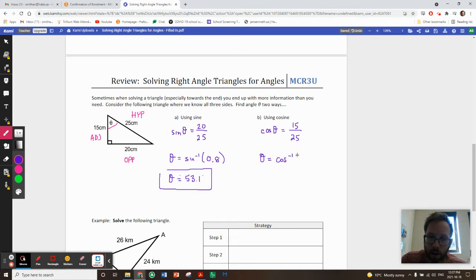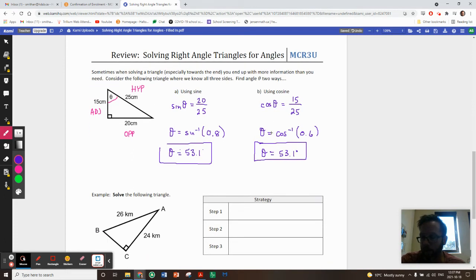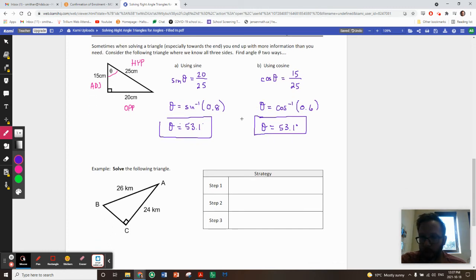And if you do cosine inverse of 15 over 25, which is exactly 0.6, you will see that you do get exactly 53.1. So I always like to show this example to just make sure that you don't get bogged down by choice. If you have more information than necessary, just pick a tool that works and then use it. Just make a decision and go. Some students can get paralyzed when they have choice, which is weird. You have more information, which is usually a good thing.